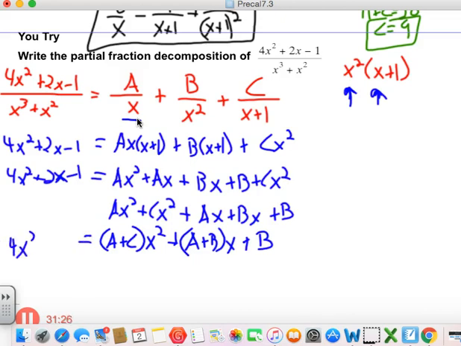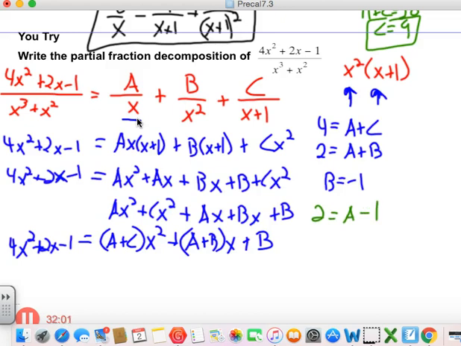So now looking back at the left part of the equation, we can see that the coefficient in front of x squared is 4, so 4 has to equal a plus c. And then 2 is the coefficient in front of x, so 2 has to equal a plus b. And then the constant is negative 1, and that's just b. So b has to equal negative 1. So now since we know b, we can plug it back in and substitute it to find a and c. So we're going to say 2 equals a minus 1, because b is minus 1. Add 1, so a equals 3.